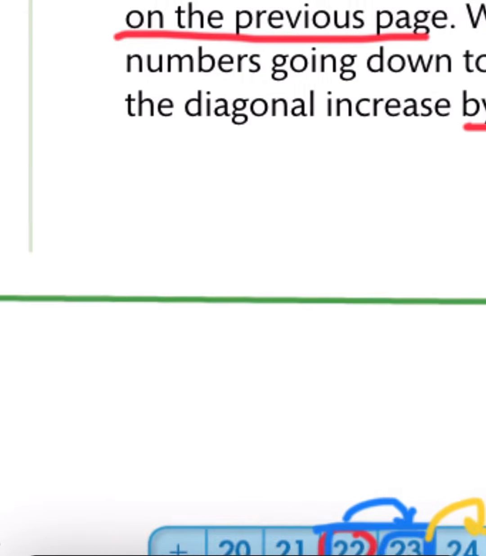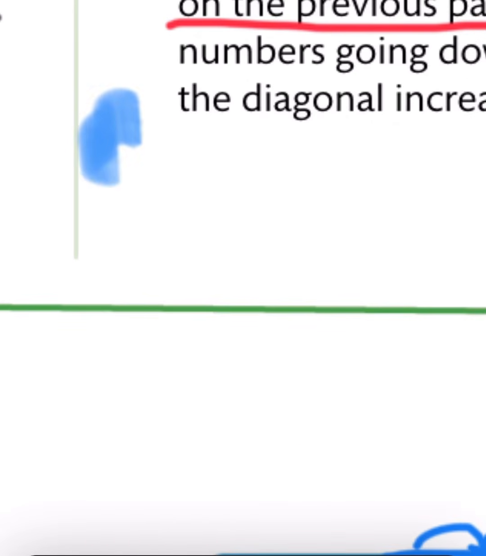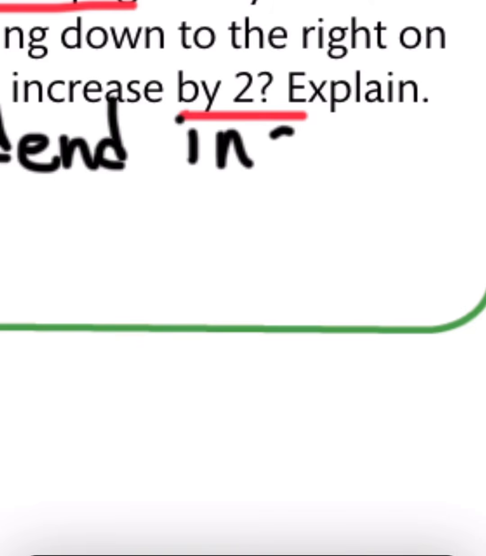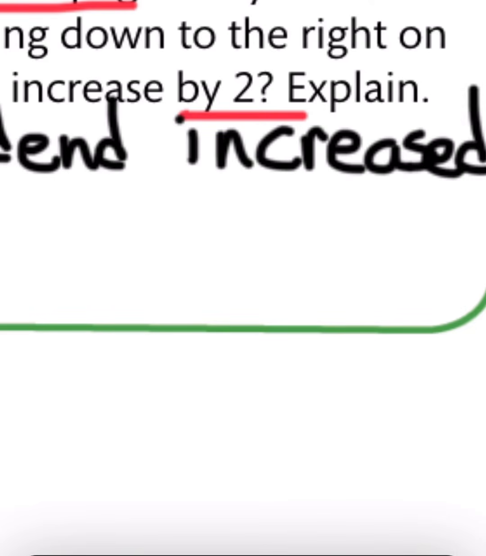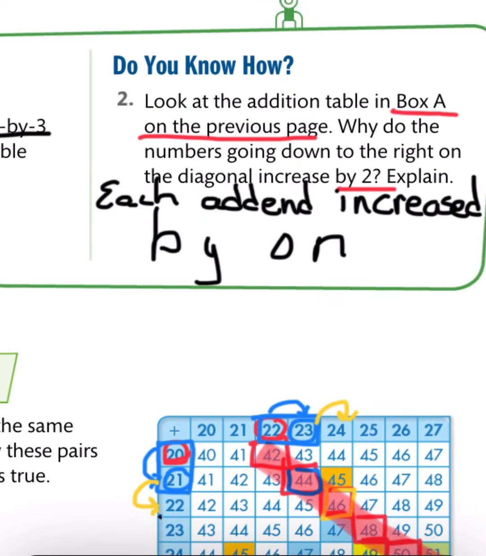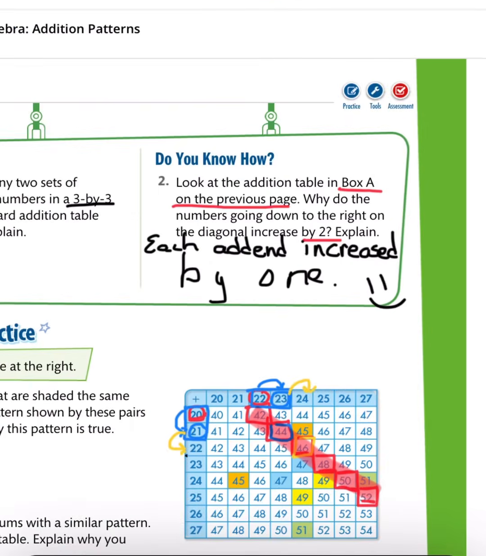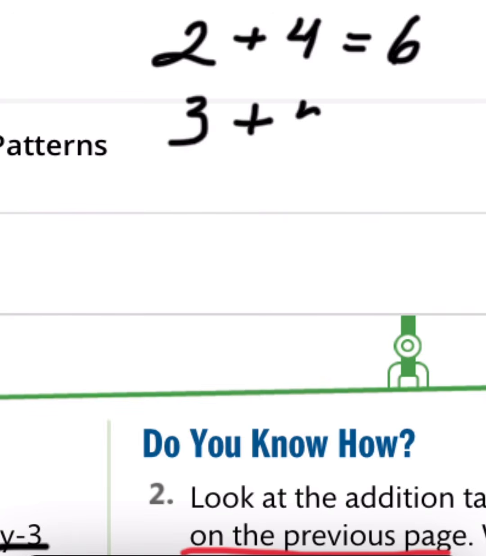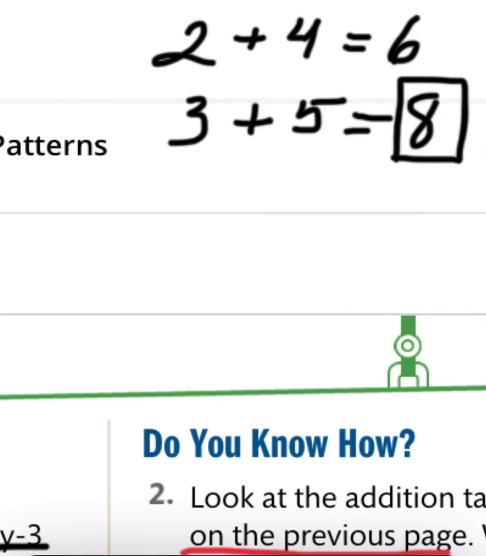Okay, so how do we explain that then? We can just say each addend, how about if I use a pen instead of a highlighter? Each addend increased by 1. There we go. That's why. Okay, so if we look again, I'll just write it out real quick. If I have 2 plus 4, that equals 6. If I increase each addend by 1, 2 becomes 3 and 4 becomes 5. When I increase each one and then add them, we get 8. So each addend went up by 1. My sum went up by 2.